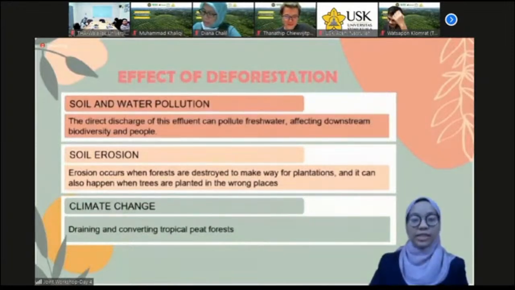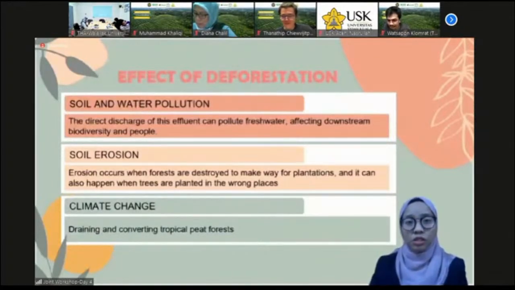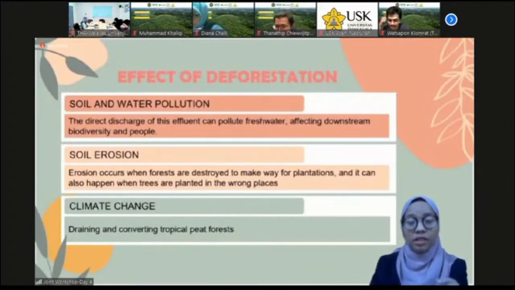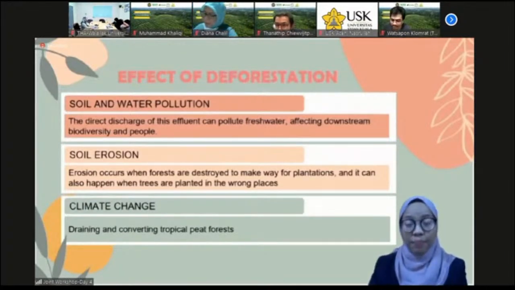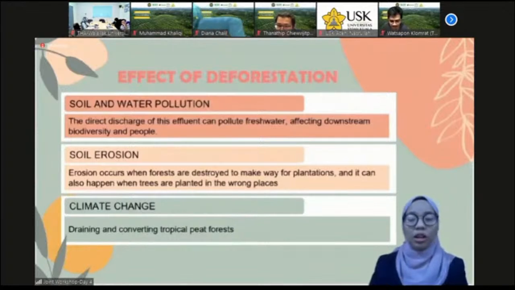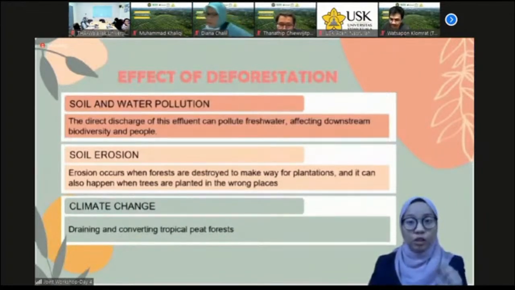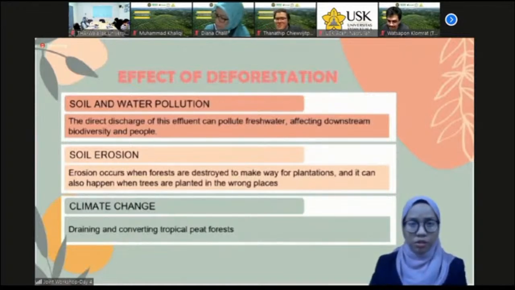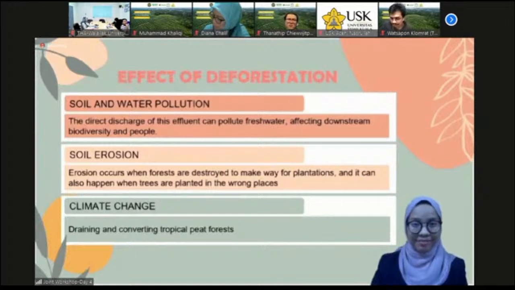The last point is climate change. Draining and converting tropical peat forests is especially harmful because these carbon sinks store more carbon per unit area than any other ecosystem on the planet. Furthermore, forest fires used to clear vegetation for oil palm plantations emit carbon dioxide, which adds to climate change. For example, Indonesia is the largest global producer of greenhouse gases due to its high deforestation rates.